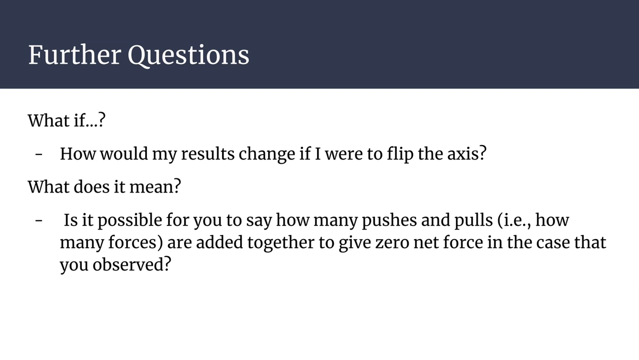And then, is it possible to know how many forces were added together to give a zero net force? No, because we know that the normal force and the gravitational force cancel out, and it's more difficult to incorporate other forces such as friction and air resistance because they act in the opposite direction of the motion, but there's also the potential of other forces acting on the ball. So no, we cannot tell.